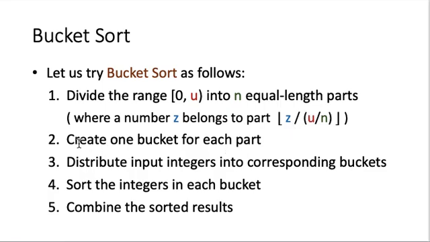What we are going to do here is create one bucket for each part, and we distribute the input integers into the corresponding buckets. So it is very, very similar to what we did to help our billionaire. After that, we will process each bucket separately. So we are going to sort the integers in each bucket. And finally, we will combine the sorted results.